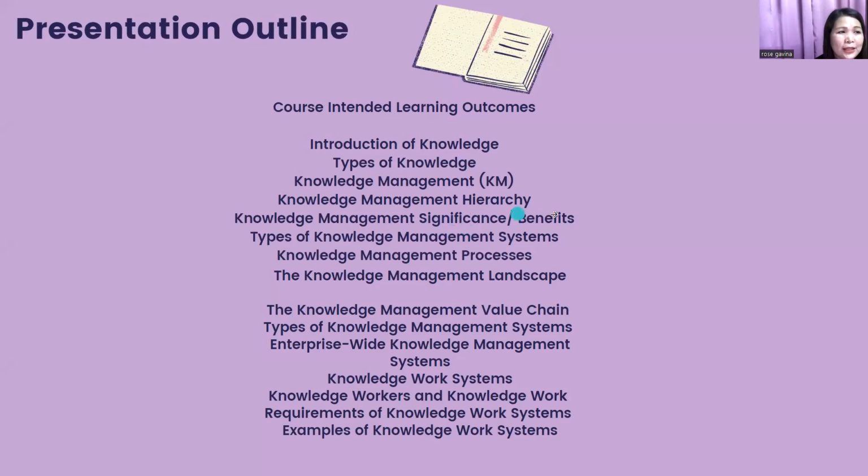So before we proceed, let us first see the presentation outline of our topic. First will be the course intended learning outcomes, followed by the introduction of knowledge, types of knowledge, knowledge management or KM, knowledge management hierarchy, knowledge management significance or benefits, the knowledge management processes, the knowledge management landscape, the knowledge management value chain, types of knowledge management systems, enterprise-wide knowledge management systems, knowledge work systems, knowledge workers and knowledge work requirements of knowledge work systems, and examples of knowledge work systems.